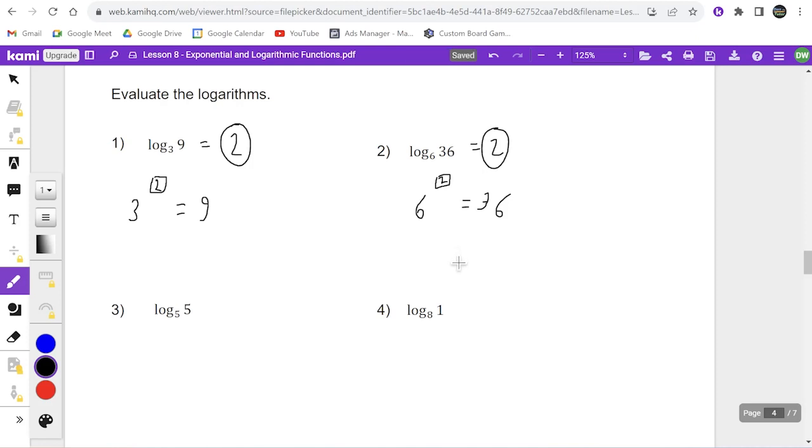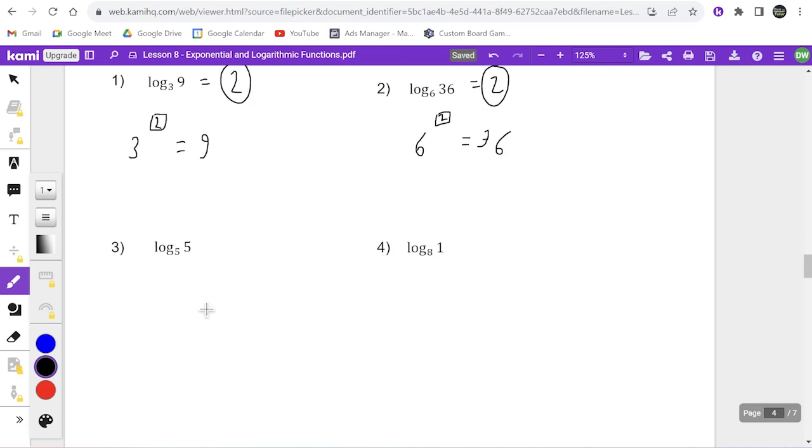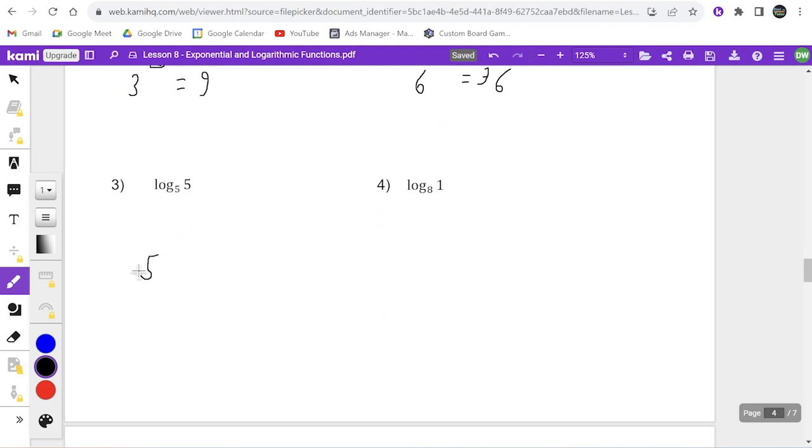And that's what we're going to keep doing over and over again. Like for instance, number 3, what would that be? Well, it's going to be 5 raised to the blank power equals 5. Who knows what that's going to be? That's just going to be the first power, so the answer is 1. And then number 4, log base 8 of 1. So we've got 8 raised to the blank power equals 1. Who knows what this is? That's going to be the 0 power. So the answer is just 0. Any questions so far?